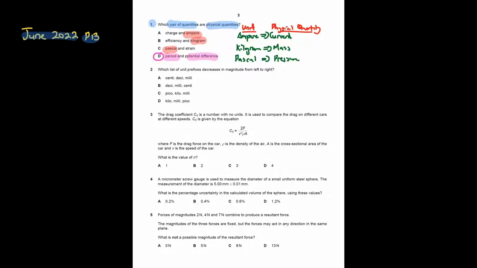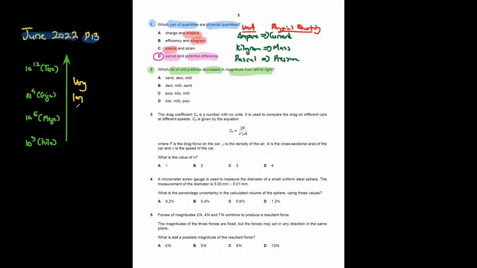All right, then let's move on to question 2. In question 2, which list of unit prefixes decreases in magnitude from left to right? Now, when we talk about prefixes, we know they are used for very large values or very small values. So let's just write out all the prefixes that we know. If this one represents very large values, 10 power 3 would be kilo, 10 power 6 would be mega, 10 power 9 would be giga, and then lastly 10 power 12 would be tera. These are for very large values.